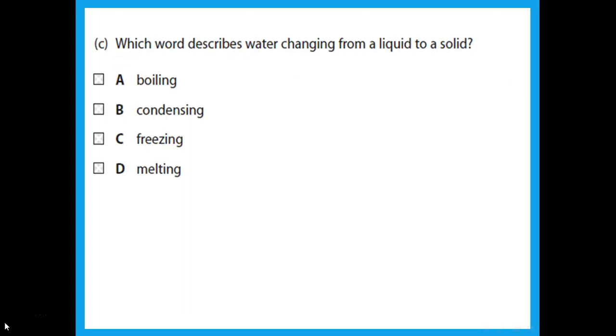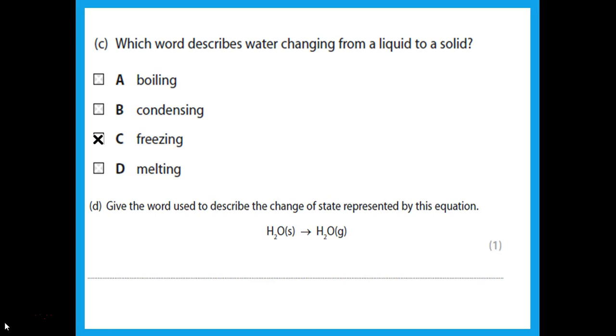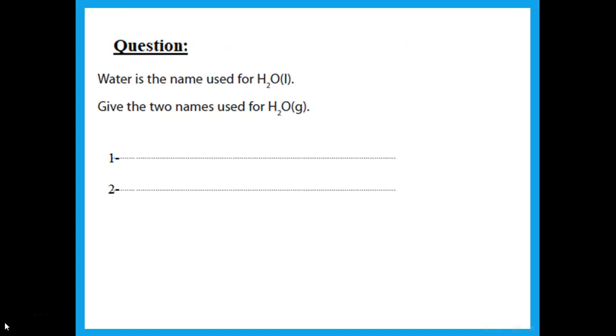Okay? Which word describes water changing from a liquid to a solid? Liquid to solid. You should realize that liquid to solid, that is freezing. Give the word used to describe the change of state represented by this equation. Now, this is water as a solid changing to water as a gas. So when a solid changes to gas, that is sublimation. Water is the name used for water as a liquid. Give the 2 names used for water as a gas. So water in the form of gas is called what? It's either called water vapor or it is called steam.